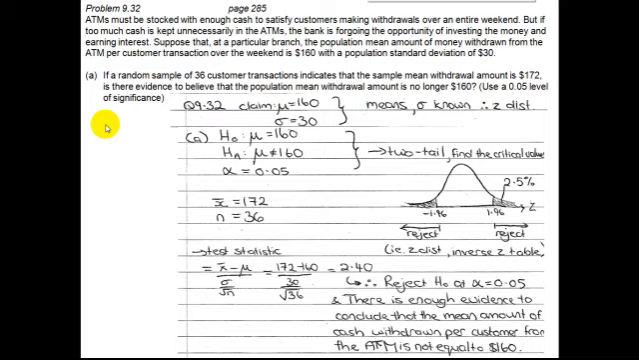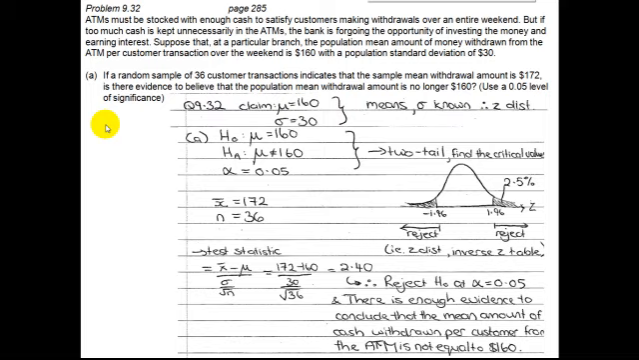Whenever it's two-tail, alpha still represents the entire reject region area. So if the entire reject region area is 5% and it's a two-tail test, that 5% is split over the two reject regions. So I've got 2.5% in the lower reject region and 2.5% in the upper reject region.